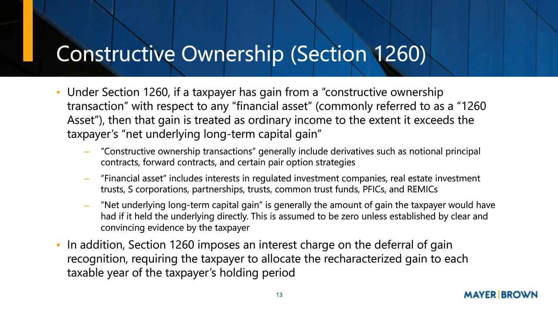And then net underlying long-term capital gain. So that's the amount of long-term capital gain the investor in the note would have had if they had held the underlying directly. And so I'll just give you a brief example. So let's just say we do a structured note linked to an ETF, and the question is, okay, what would that taxpayer's tax profile look like had he owned the ETF directly?